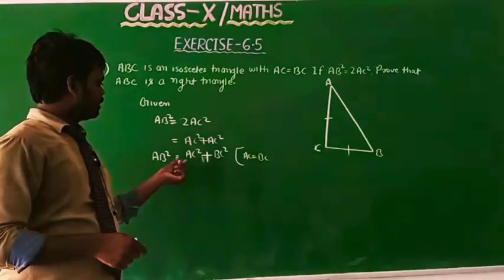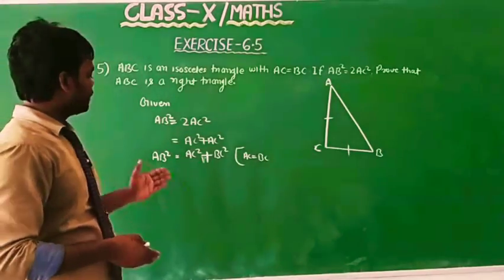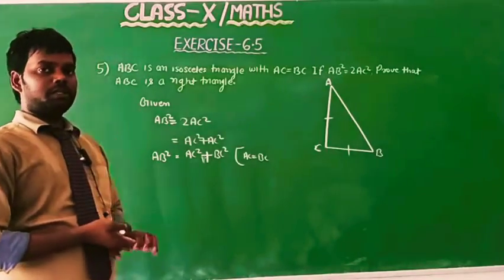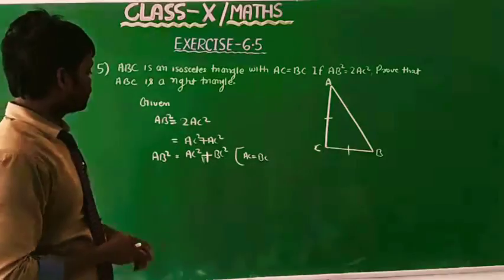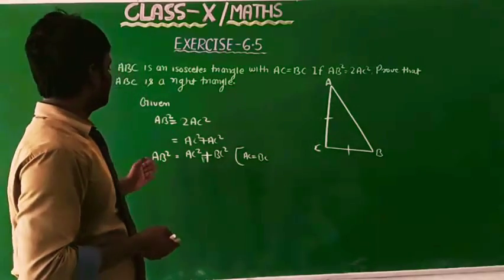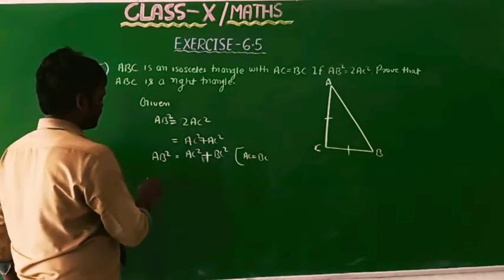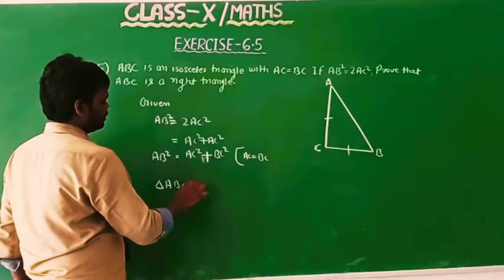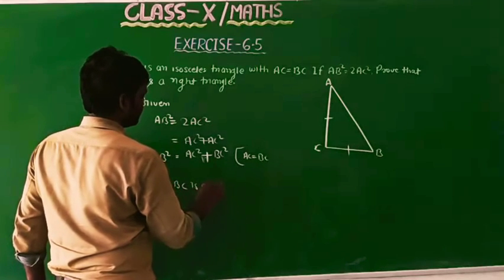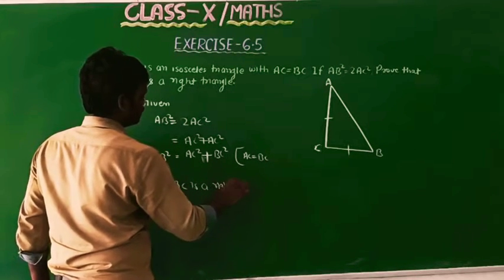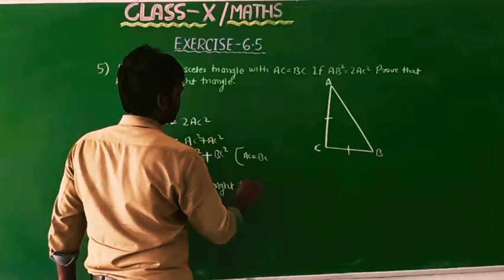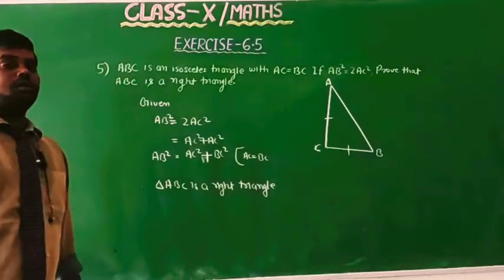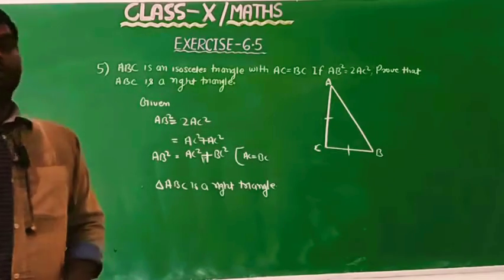So this is the Pythagoras theorem: AB square equal to AC square plus BC square. So now we can say triangle ABC is a right angle triangle. So this is the proof.